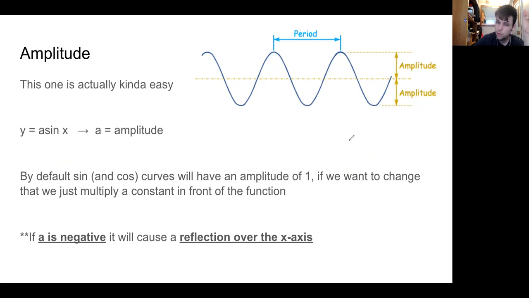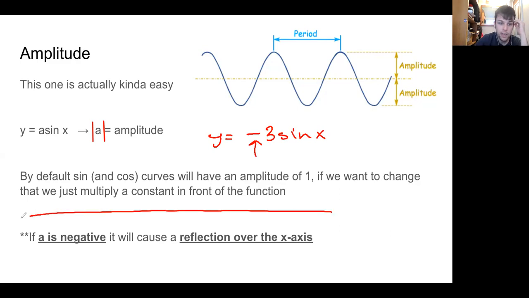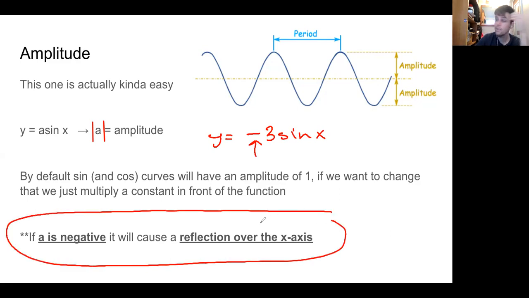The amplitude is technically always the absolute value of this number in front of our function, because a could be negative, right? There's no reason we couldn't do something like -3 times sine of x. Well, 3 is the amplitude. It's the absolute value of that number. The negative is a different transformation. The negative is a reflection over the x-axis.